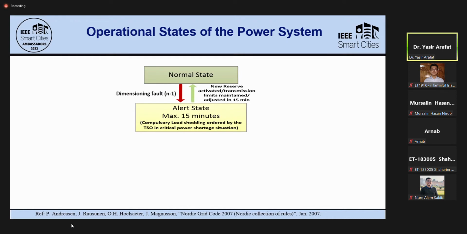In this alert state, if the transmission system operator says that some new reserve has been activated, that means transmission limits have been maintained and adjusted within 15 minutes, then it would go from the alert state to normal state. Because the demand was high, load shedding could be necessary, but new reserve has been activated, so the demand has already been fulfilled, and the system became normal.